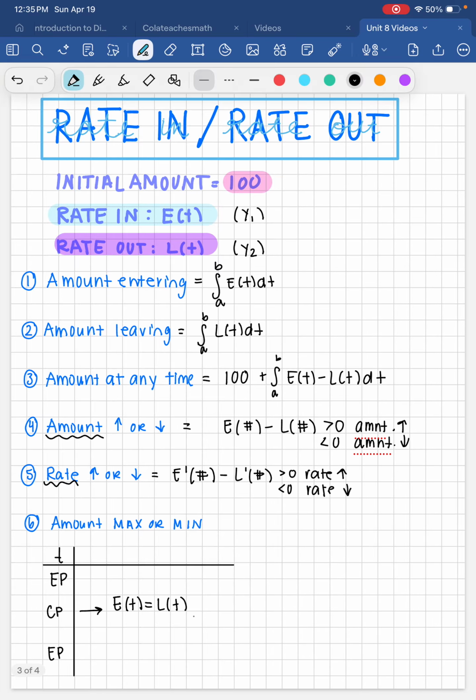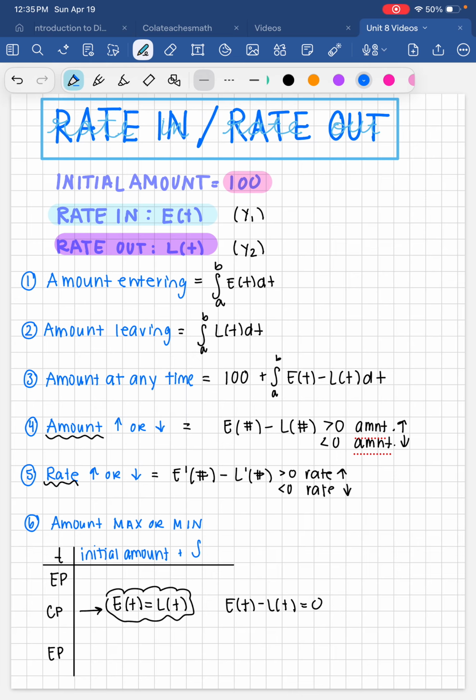So you just want to write down critical point E of t minus L of t equals 0. You can write it that way, but in our class we would always write this. Now the top of your t-chart is always going to be the initial amount plus the integral of rate in. Depending on where the integral starts, I'm going to assume for this question we start at 0 and go up to t, and I like to change the variable.